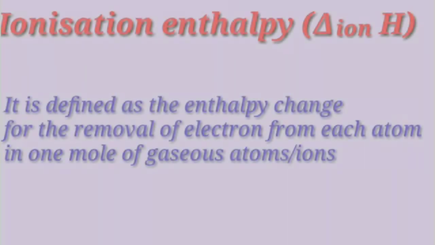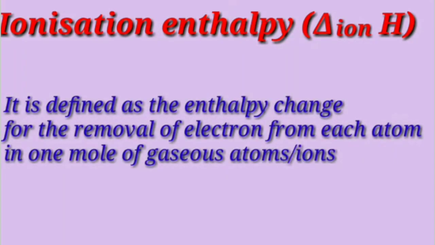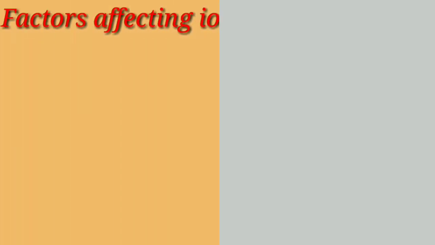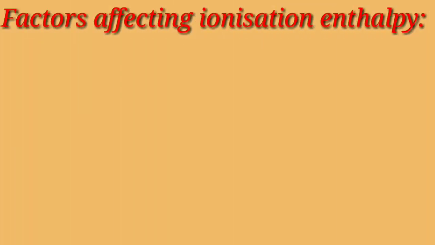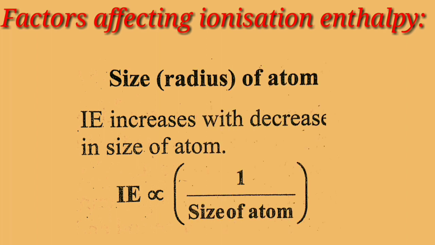Now, the second periodic property is the ionization enthalpy. Students, ionization enthalpy is defined as the enthalpy change for the removal of an electron from each atom in 1 mole of gaseous atoms or ions. Now let us discuss the factors affecting ionization enthalpy. The first factor is size of atom. Ionization enthalpy is inversely proportional to size of atom. That is, as size of atom decreases, ionization enthalpy increases.